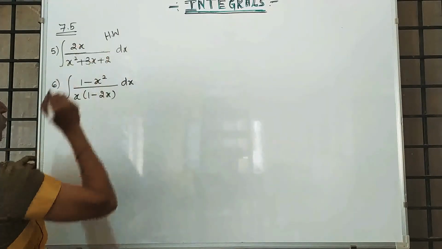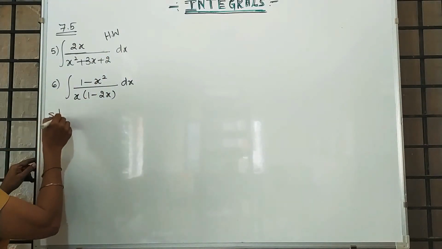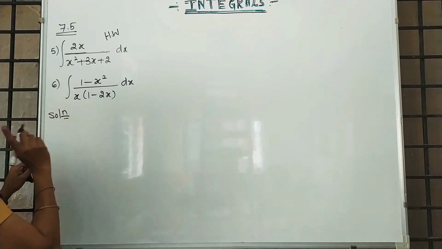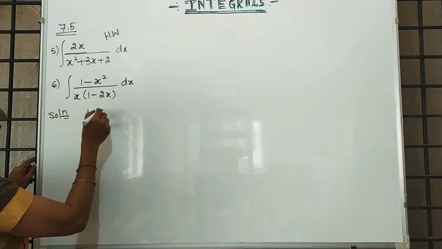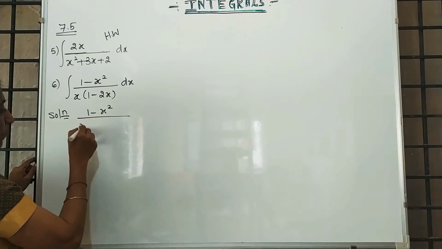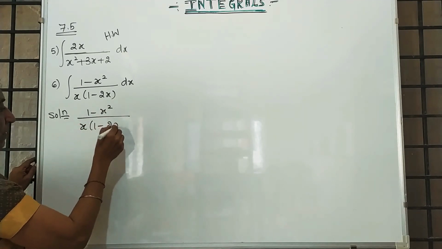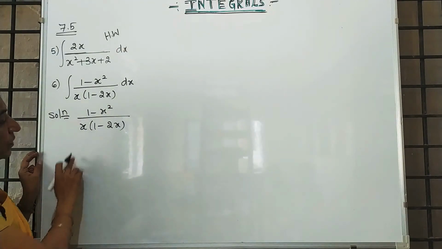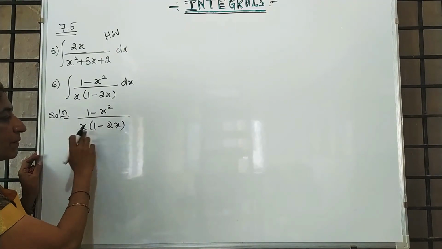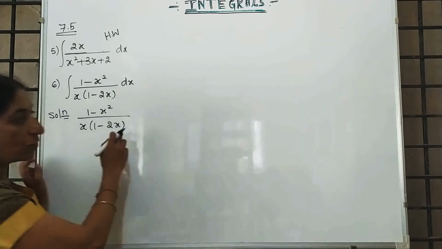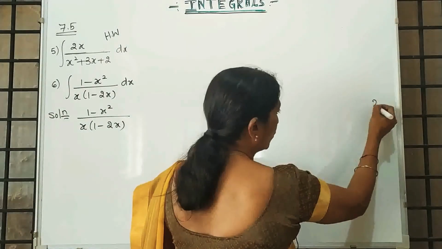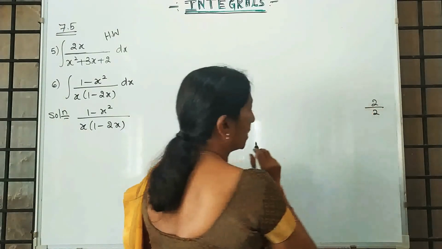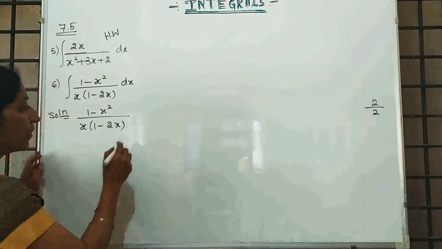See, in the sixth, what are you observing? As I told you, first we have to identify whether it is proper or improper. (1 minus x square) upon x into (1 minus 2x). In the numerator, the highest power of x is 2. In the denominator, when you multiply these two, that is also square. So we are getting 2 by 2. If both the numerator and denominator powers are equal, it is an improper fraction.